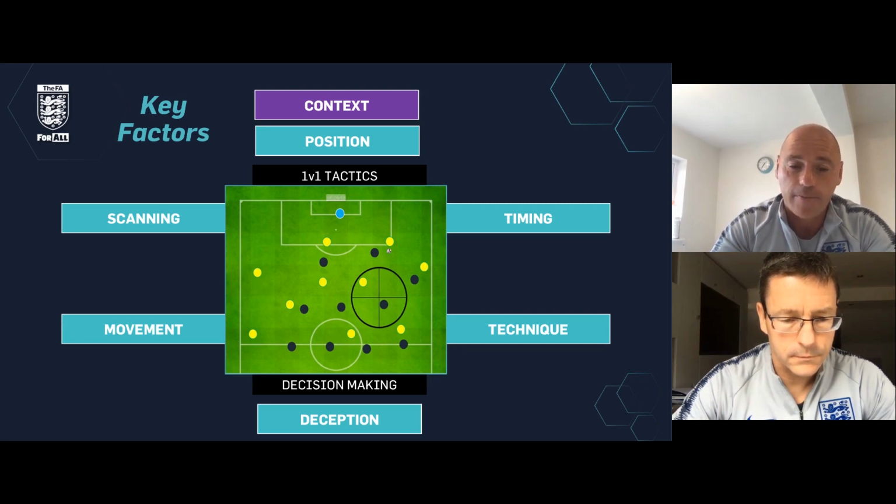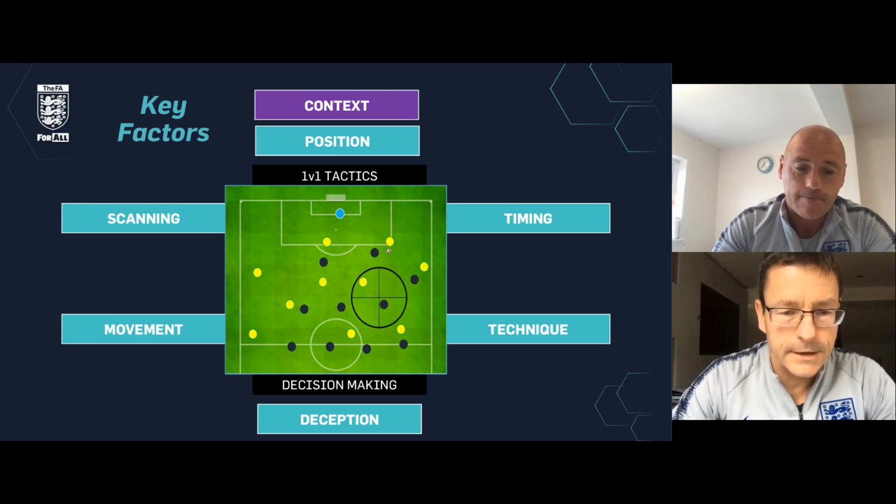Yeah, I think this is very much, like you say, zooming in on the individual. See, how do the best players defend? How do the best ones do?